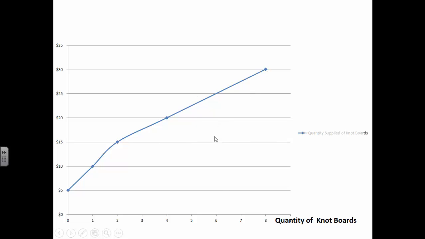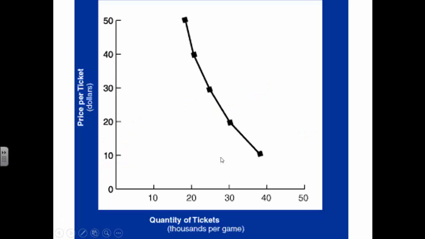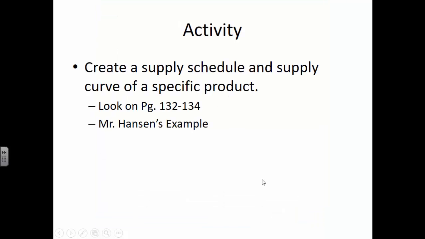Therefore, this is supply of knot boards. That would be an example. This would be a non-example. Again, as price goes up, quantity supplied is going down. And this is an example of a demand curve for tickets, tickets for maybe a football game or something.